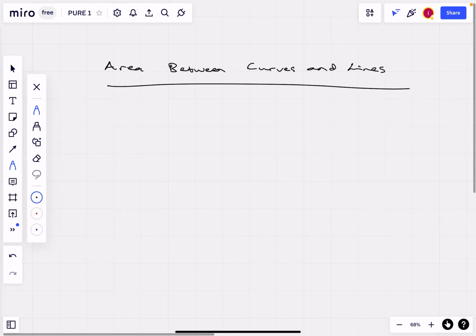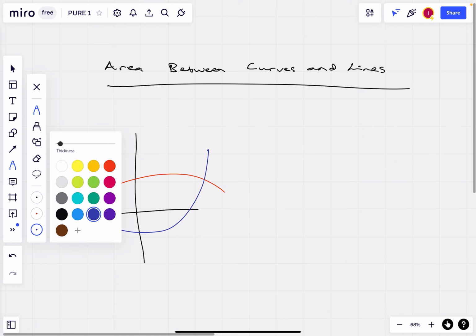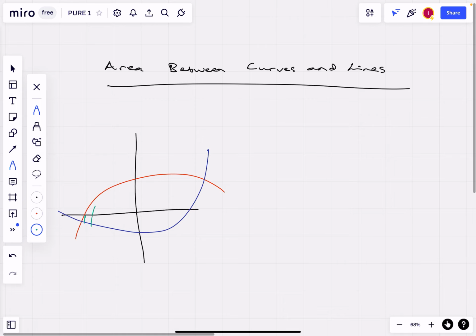Let's say on the same graph, you have two functions. Let's say one function goes like this, and the other one goes like this. And you want to work out the area between them. There's a rule which you can use. It's called the fx minus gx rule.